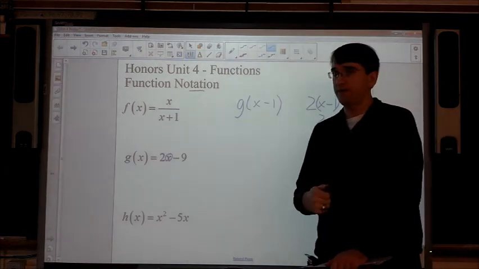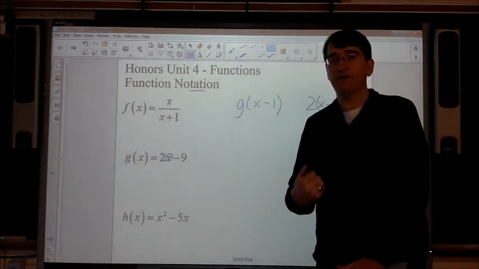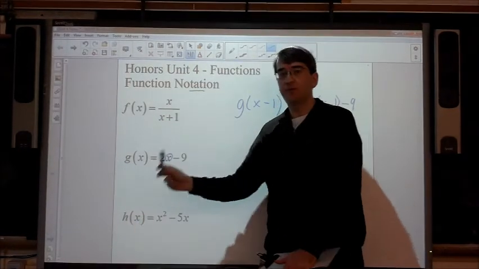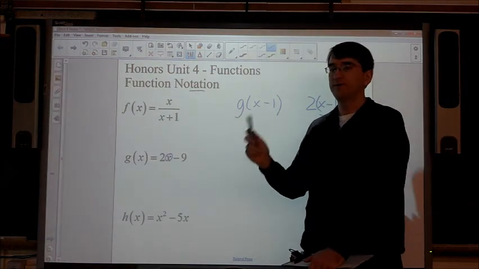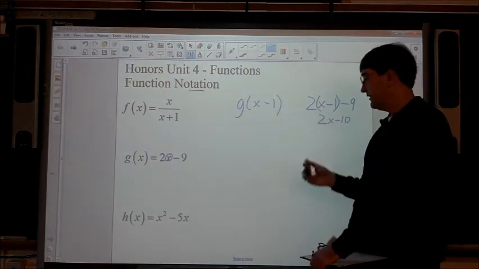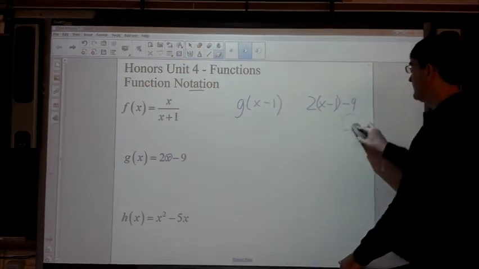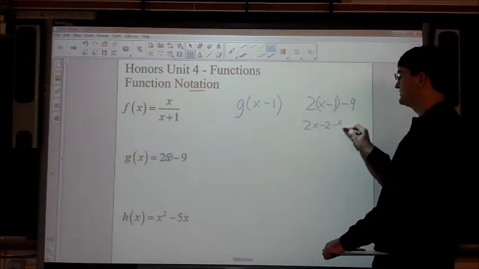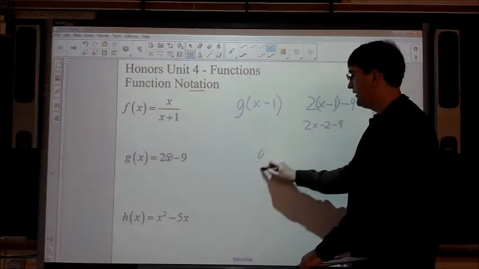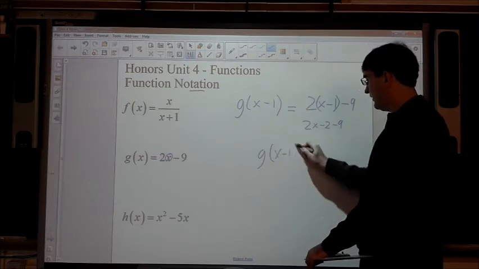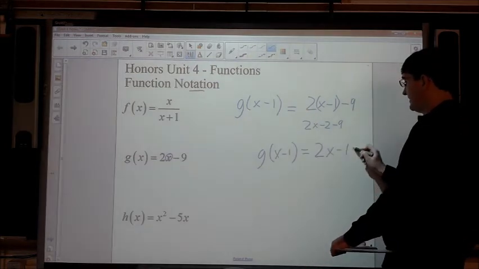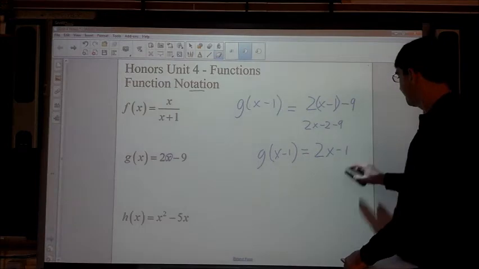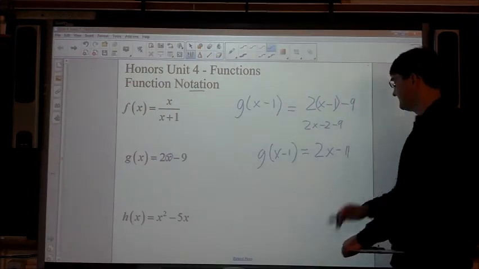Whenever you replace, and I recommend writing this down in your notes, whenever you plug in something using function notation, plug it in with parentheses. Because that way you won't make these mistakes. This is actually, we would distribute the 2, we would get 2x minus 2 minus 9, giving me a final value of 2x minus 10. Sorry, minus 11, not minus 10. 2x minus 11 is my final answer.